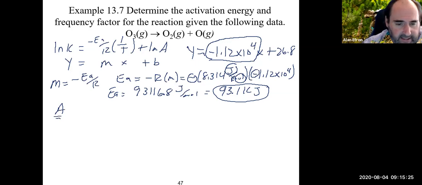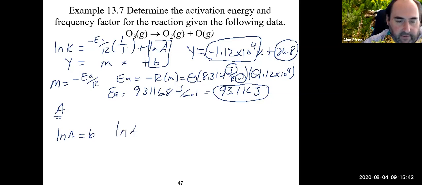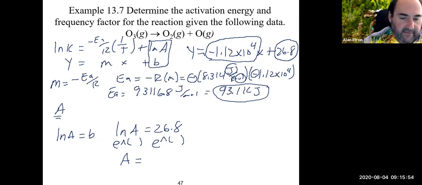And again, the natural log of A is equal to the y-intercept. So the natural log of A equals B. Again, B here from our equation from our graph is 26.8. That means that the natural log of A is equal to 26.8. To get rid of the natural log, we're going to take the e of both sides. And again, when we do the e of the side on the left, it just becomes A. And if we take the e of that guy, gives us something like 4.36 times 10 to the 11.